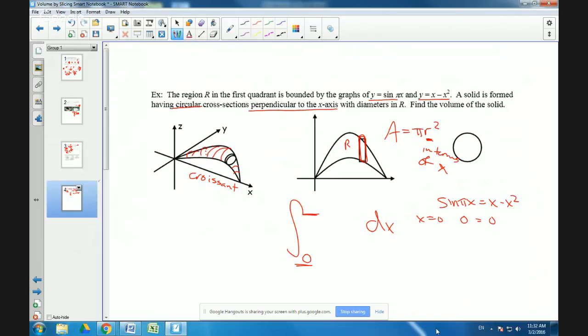Now, what is the zero of this function? Where does it hit the x-axis? 0 and 1. Does that work? Sine of pi times 1 is 0. And 1 minus 1 is 0. You can also use your calculator. This will probably be friendly.